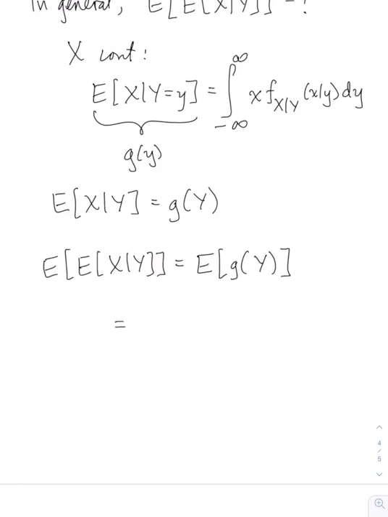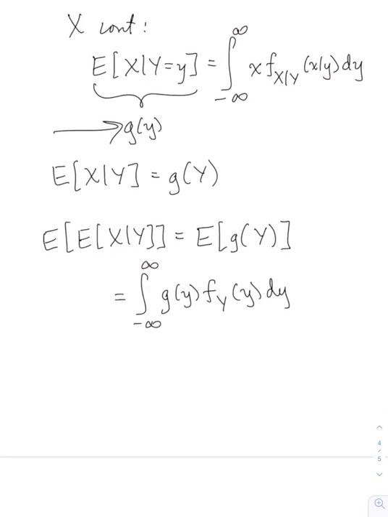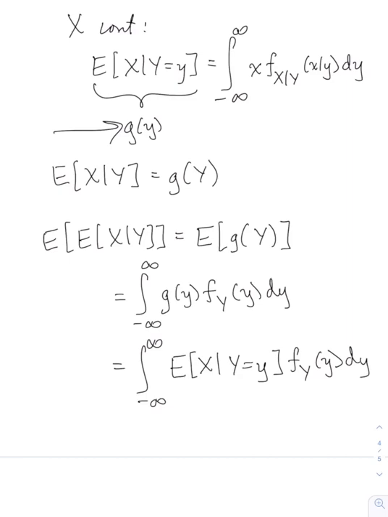And then we know how to compute the expected value of a function of a random variable. We've got the integral from negative infinity to infinity, g of little y times the marginal density of capital Y. But where's g of little y? Well, it's right here. So that's the integral from negative infinity to infinity of the expected value of x given y equals little y times the density of y. So this thing right here equals this final integral. Well, then where would you go from there? How do you compute it further?